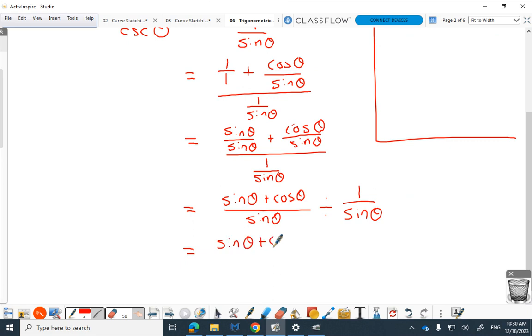So what happens here is this becomes sine theta plus cos theta, all over sine theta, and then that's multiplied by sine theta over 1. And then hopefully you'll see my hint here. Well, what's going to happen next? I'm going to switch to orange there. Do you see the cancellation? The sine thetas go. Finally, that goes with that, and I'm left with sine theta plus cos theta.